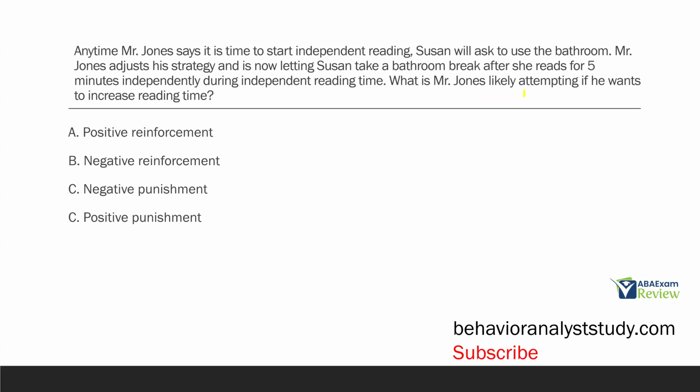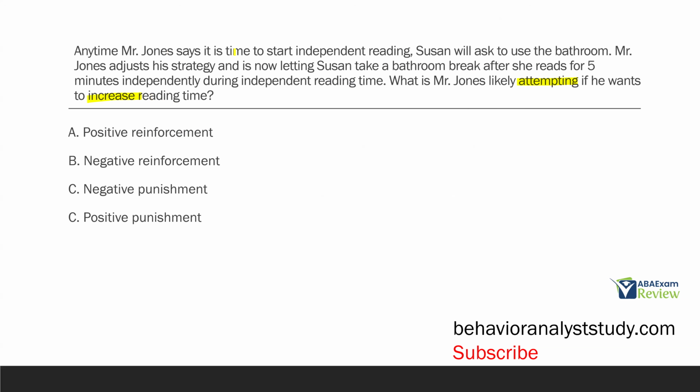What is Mr. Jones likely attempting if he wants to increase reading time? All right, so we have an intervention question that's likely dealing with consequences. And we know Mr. Jones wants to increase reading time. So what is he attempting if he wants to increase? Well, immediately we know if he wants to increase behavior, it's got to be reinforcement. It can't be punishment. It can't be extinction, because if he wants to increase behavior, it's got to use reinforcement.